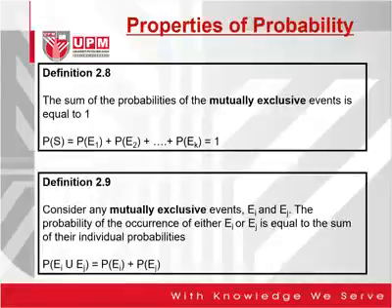And Definition 2.9: consider any mutually exclusive events, say Ei and Ej. This means that these two events don't have common possible outcomes. So the probability of the union of Ei and Ej will be equal to P(Ei) plus P(Ej), because these two are mutually exclusive and don't have common possible outcomes.